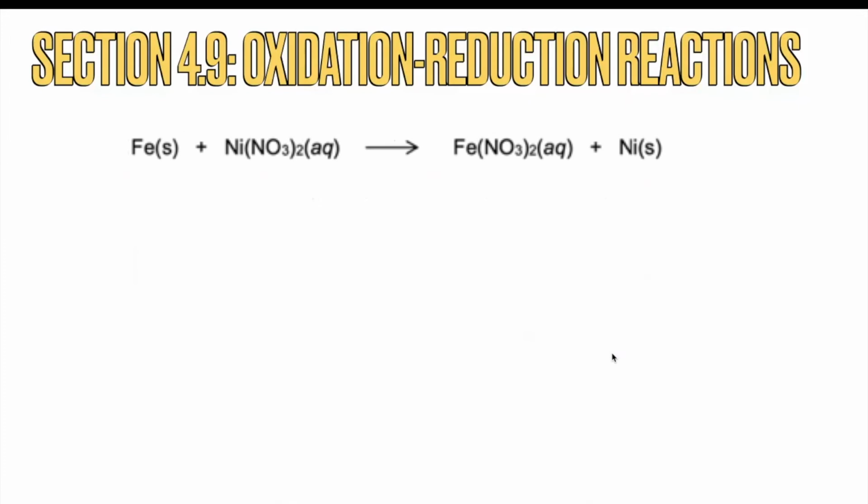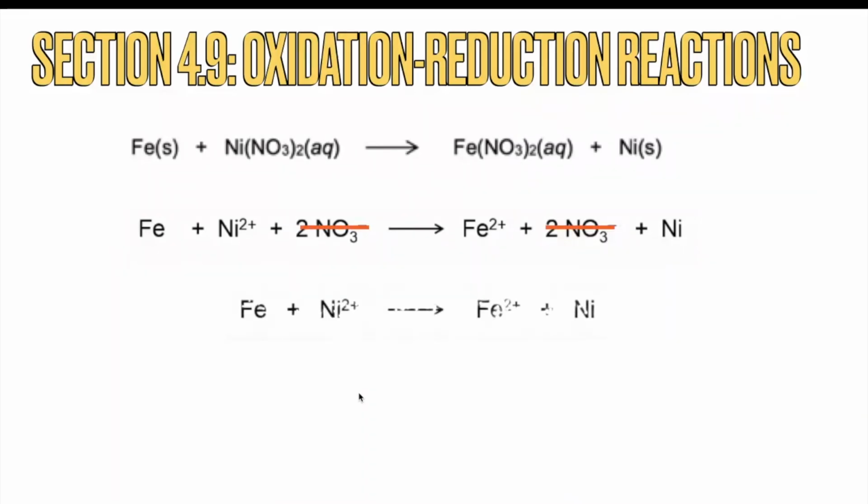All right, next I've got iron, nickel 2 nitrate, making iron 2 nitrate and nickel. So again, if I were to break these apart, those are soluble salts. These are soluble salts. I can break them apart. And so I end up with something that looks like this. That would be my overall net ionic equation for that particular reaction.